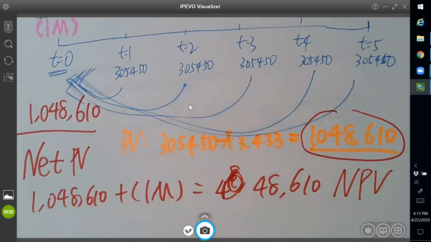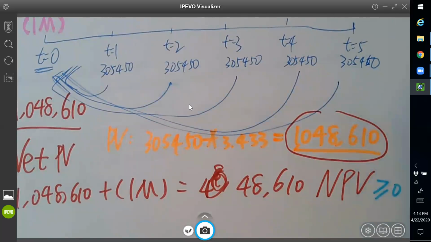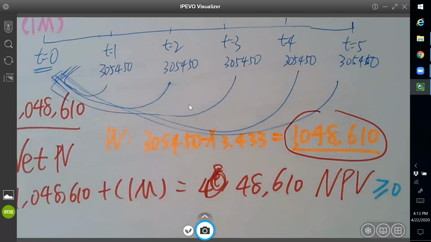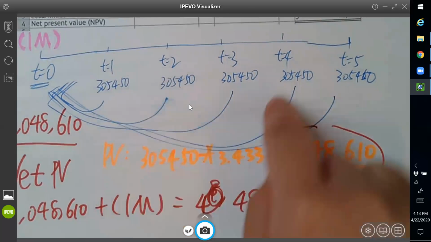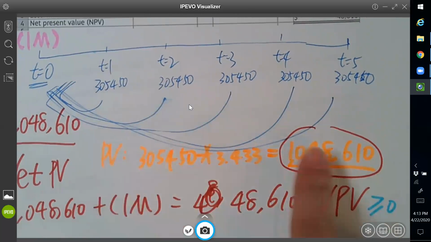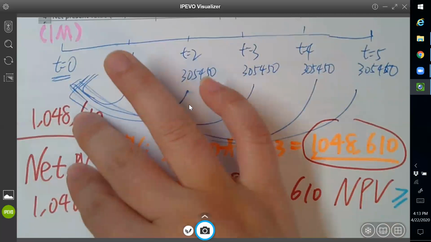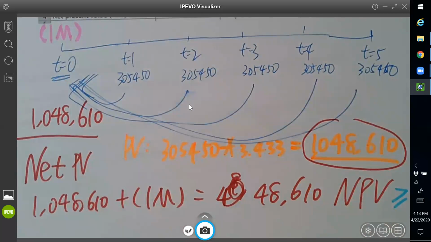That's our NPV. The rule is you want the NPV to be larger than or equal to 0. If it's equal to 0, it's acceptable. If it's larger, that's better. That means your outflow is less than the inflow, which means your inflow is more than your investment. So in this one, you have to get the present value and then you have to net them to get the net present value.